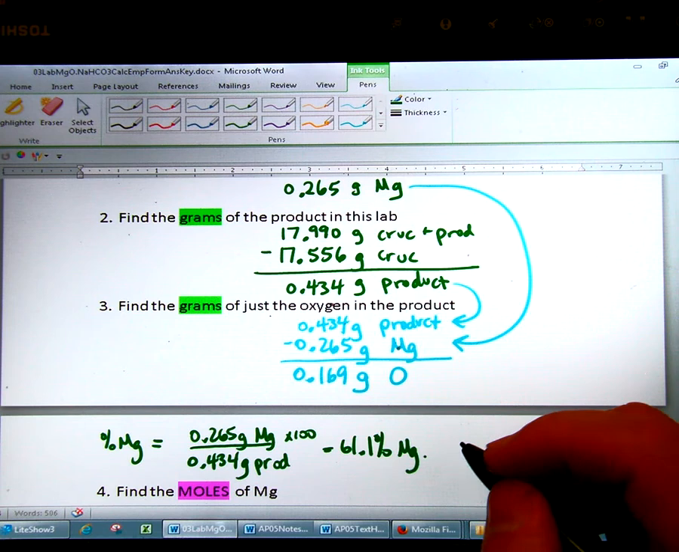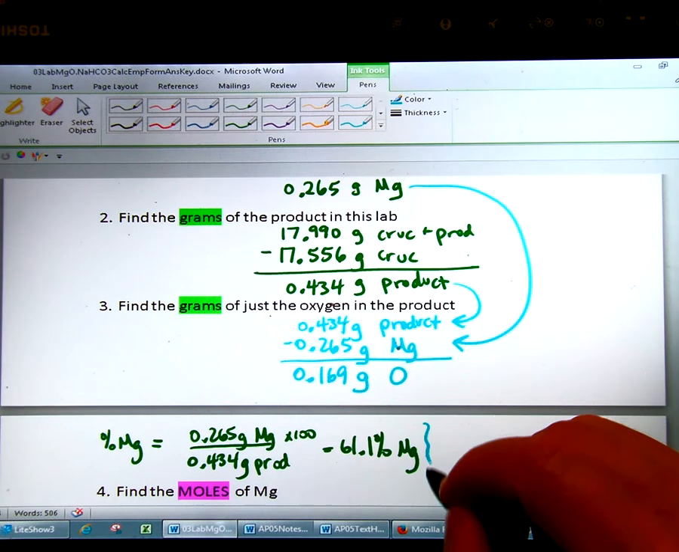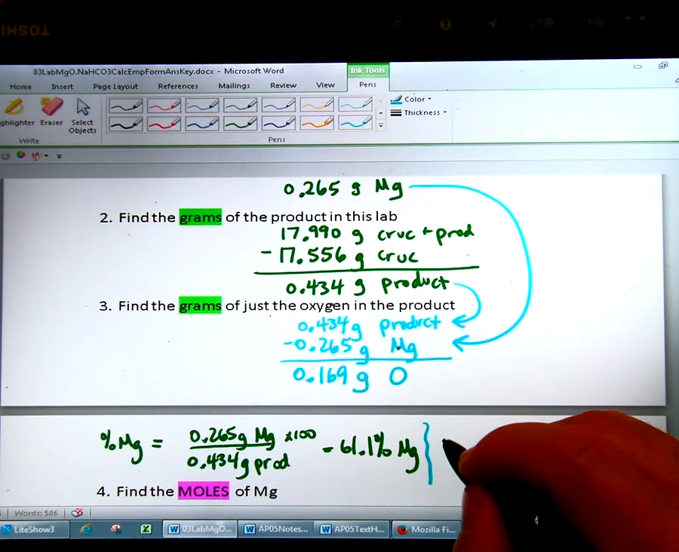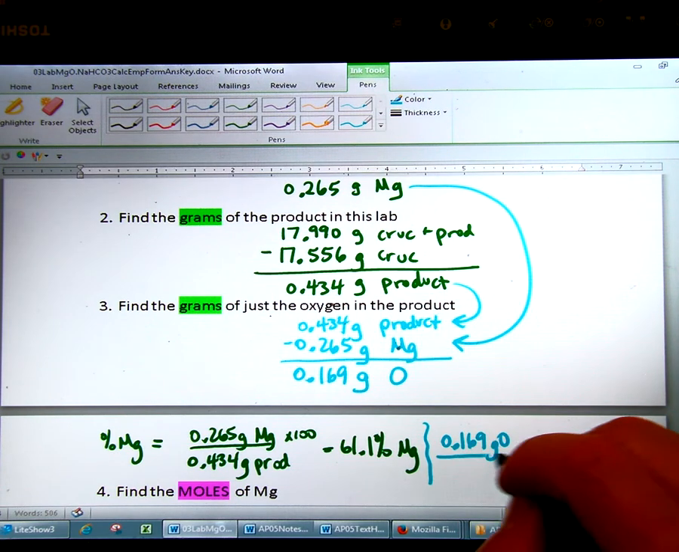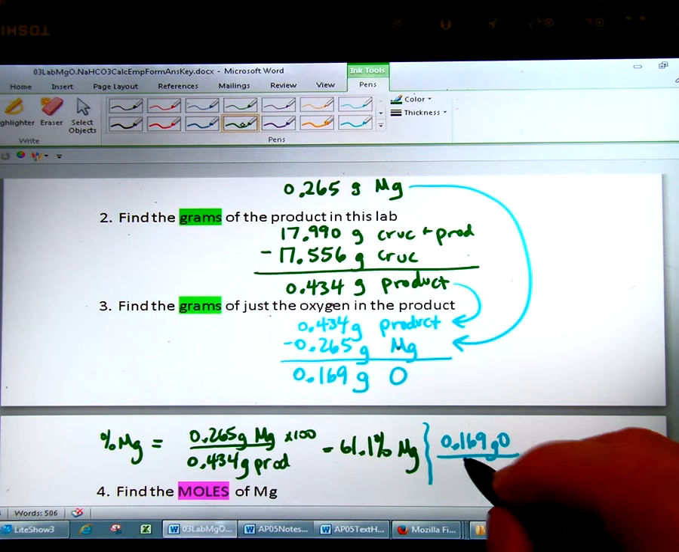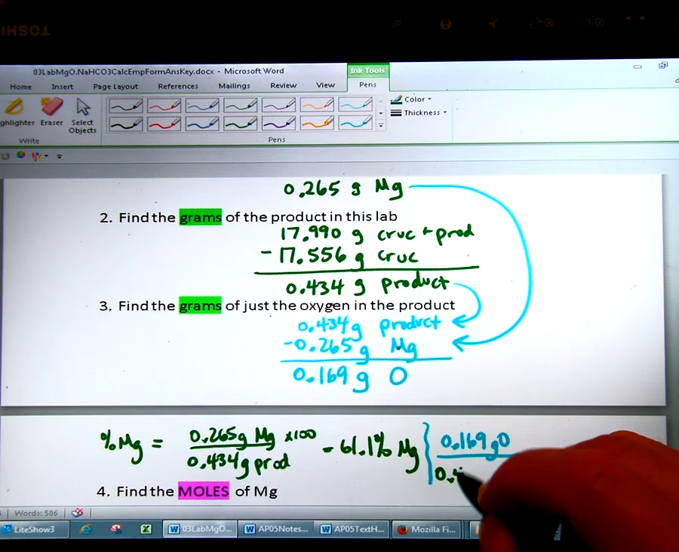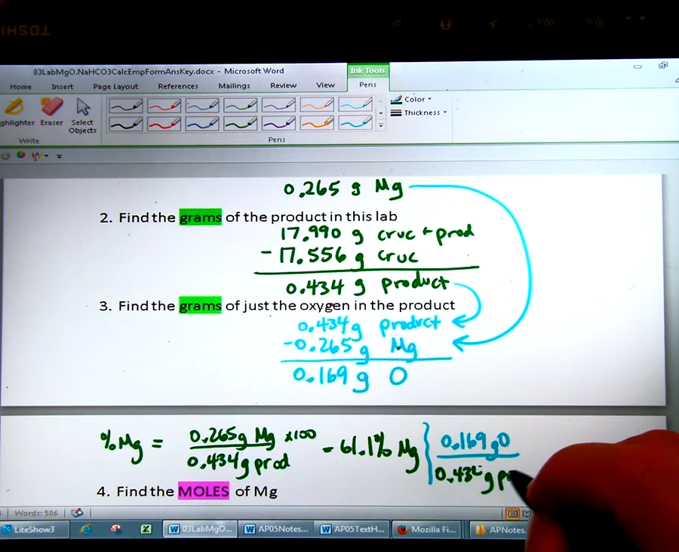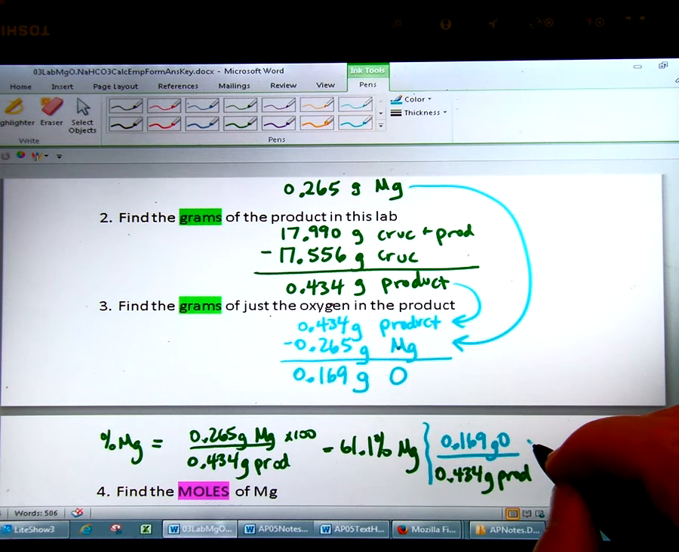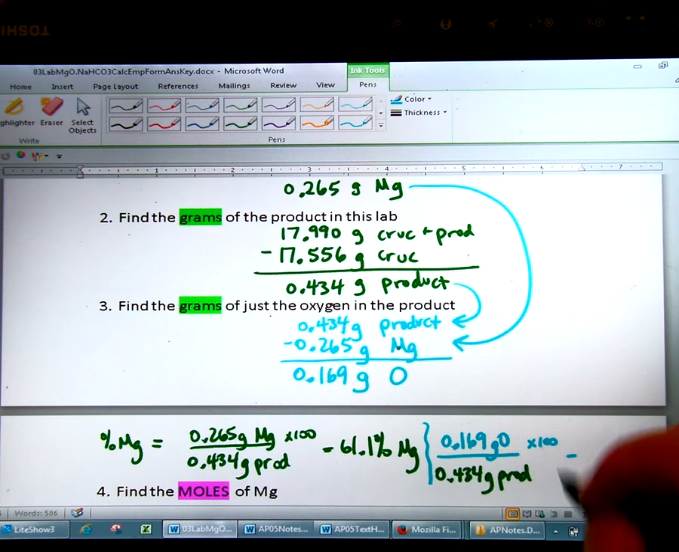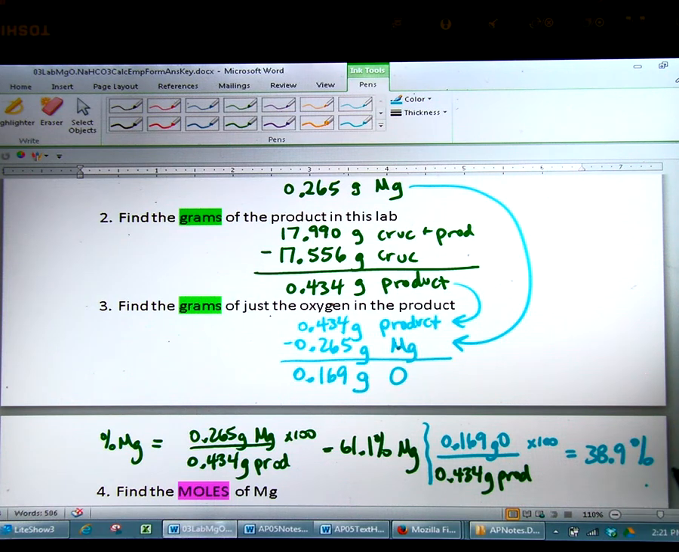And then to do the oxygen, you would do 0.169 grams of oxygen divided by the total product again, which was 0.434, times 100, and that's going to give you an answer of 38.9, which you could do in your head because they have to add up to 100%. So that's the percent of oxygen in the product.